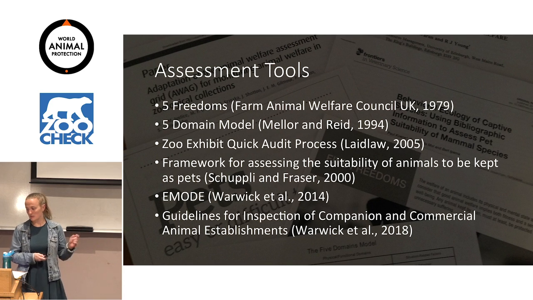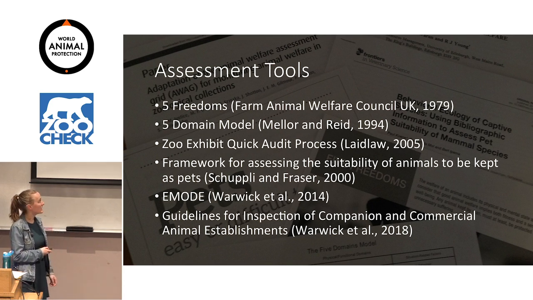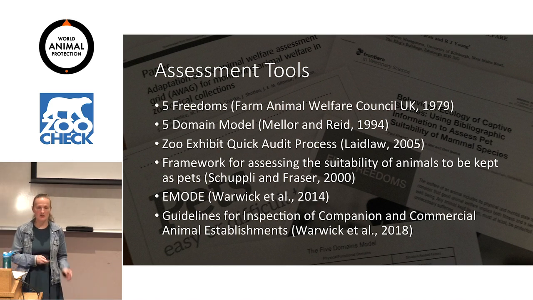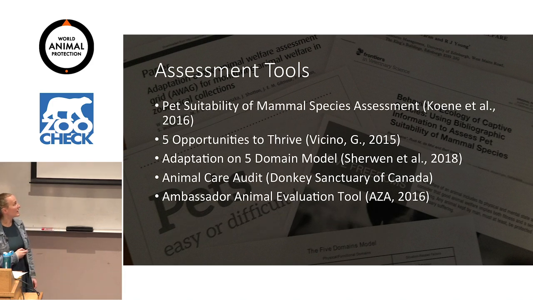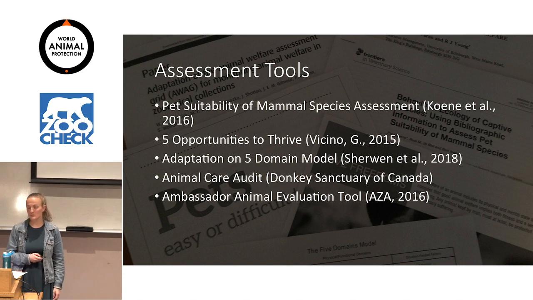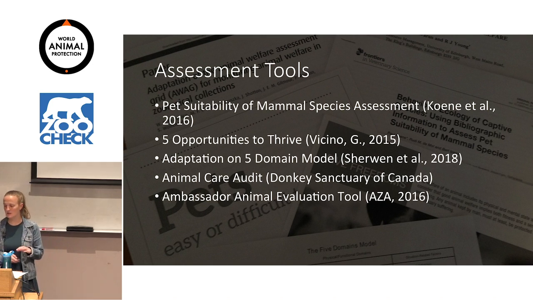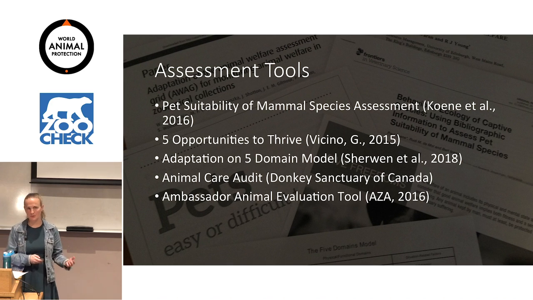So there are other assessment tools. You see the E-mode and the guidelines for companion and commercial animal establishment, and Clifford will talk about that next, so I won't touch upon that. And then there are other assessment tools that will either indicate if animals are suitable or not suitable to be pets, or assessment tools that will indicate if you can assess in a facility with that. Again, I don't go over all of these. The only thing I can tell you, be aware of them. New ones are coming out frequently, and there's a lot of useful information in there.